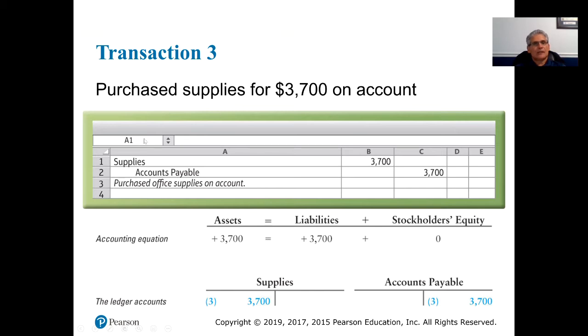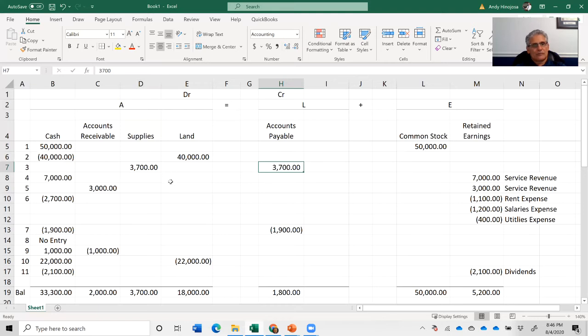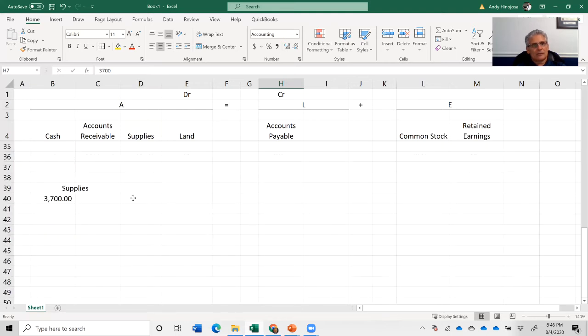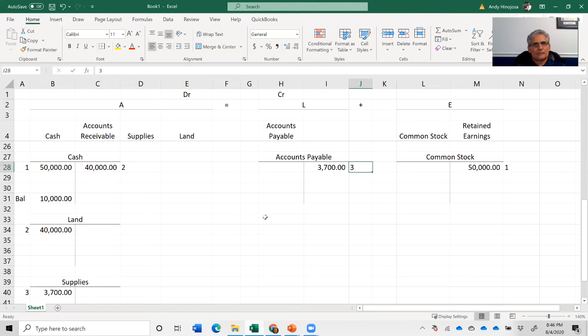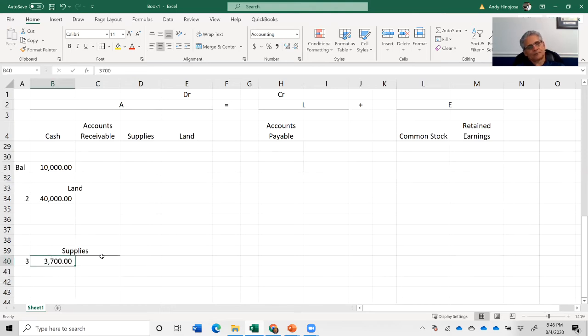It's a debit. Accounts payable increased. Increased is a credit. 3,700, 3,700. Debits, credits. So now we go back to the T accounts, to the ledgers. We debit supplies for 3,700 and we credit accounts payable for 3,700. Accounts payable and supplies.